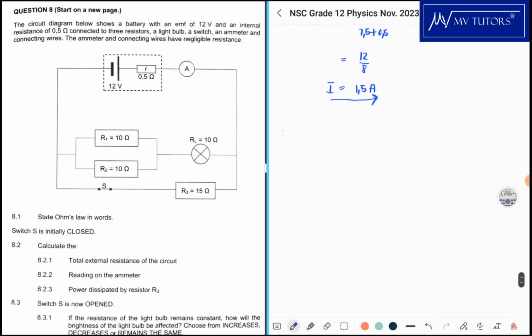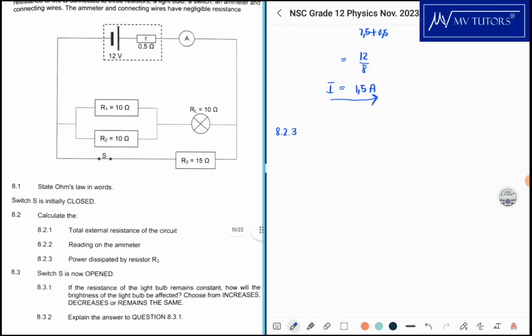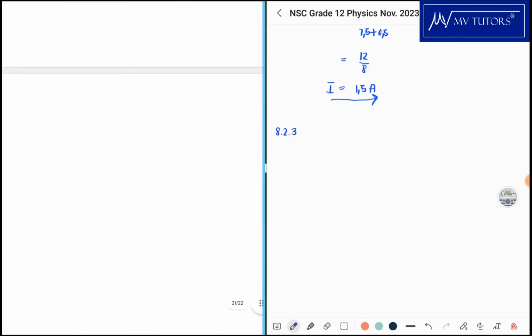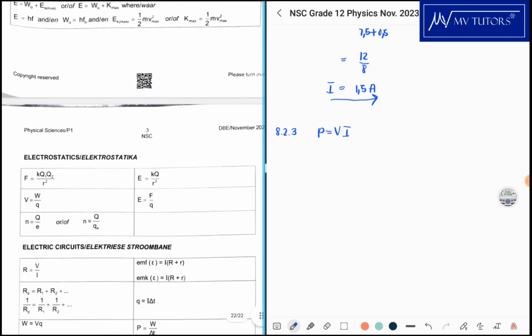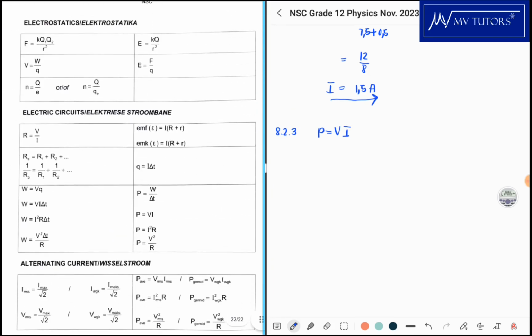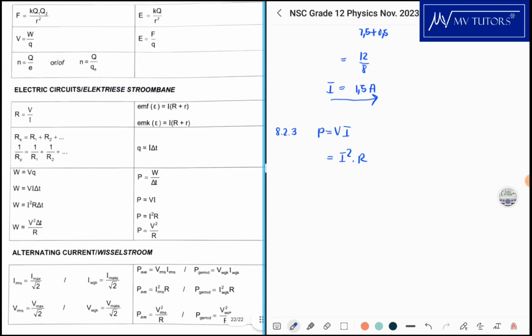All right, and now 8.2.3. It says the power dissipated by resistor R3. Remember, resistor R3 is 15 ohm. Now with power, remember power is equal to V times I, but there are different variations to it depending on what you have. So we have the current, we have the resistance. So I would change V and put it in terms of I and R, and as a result, you get I squared times R. Okay, you can see that formula right over there.